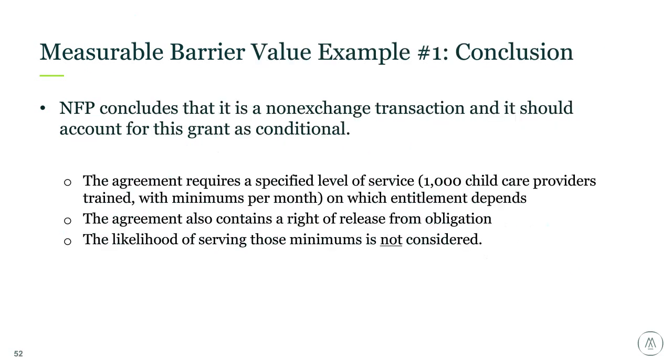In this case, the organization would consider this to be conditional. There is considered a barrier because there is that right of release if they do not meet the criteria, and there is the barrier where there are specific levels of service that must be met in order for that nonprofit organization to receive the funding. The likelihood of receiving those minimums is not considered itself. It's just whether or not they meet them that is when they would recognize that revenue.